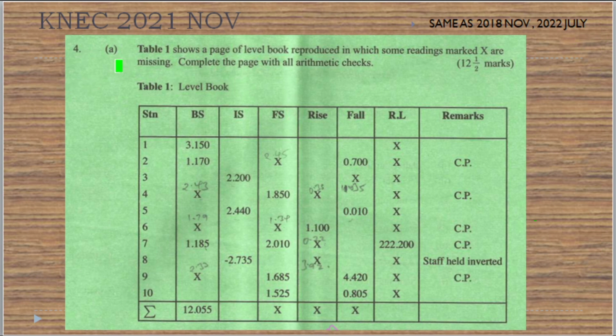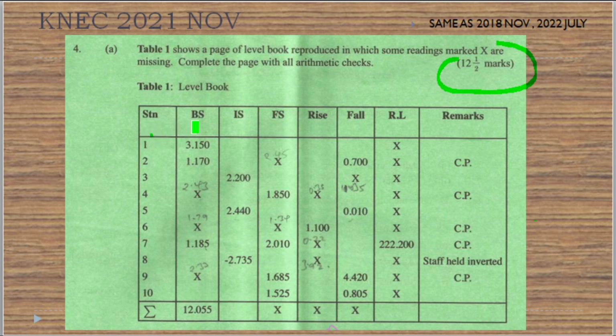So question number 4a: Table 1 shows a page of a leveling book in which some readings were marked as X. Those are the missing ones. Then we need to complete the page with arithmetic check, for a total of 12.5 marks. So this is the table, this is the leveling book.